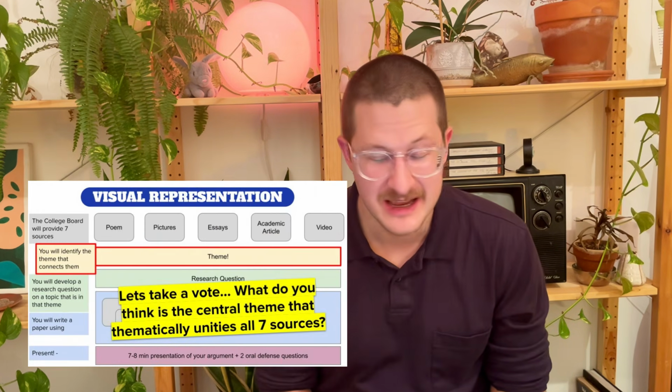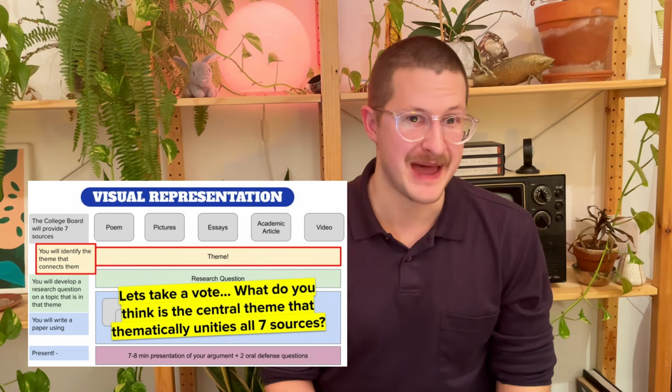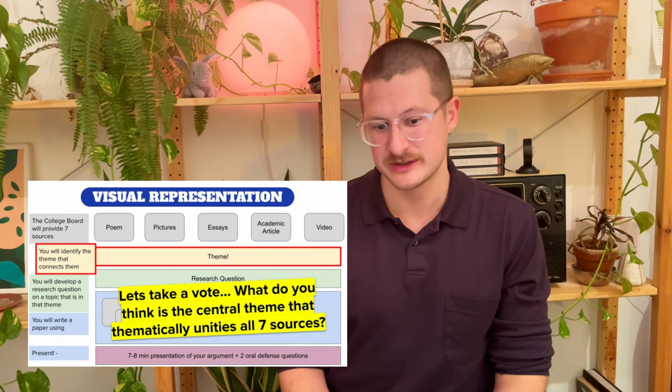All right, we've looked at all 7 sources. So what do we think it is? What is the central theme that thematically unites all 7 sources? There are so many themes packed into these 7 diverse sources. You can let me know what you think in the comments. I personally, right away jumping out to me, is this idea of connection and connection to place. You do see that in all 7 of our sources.